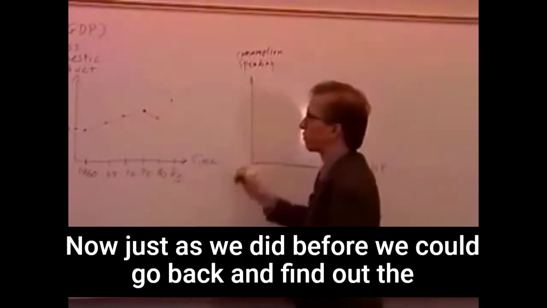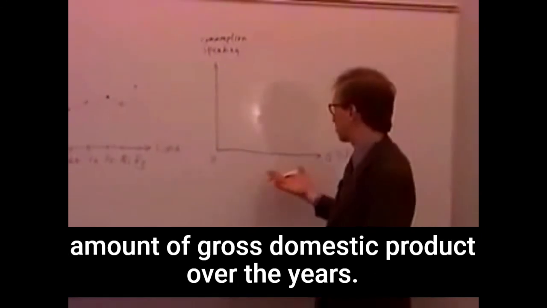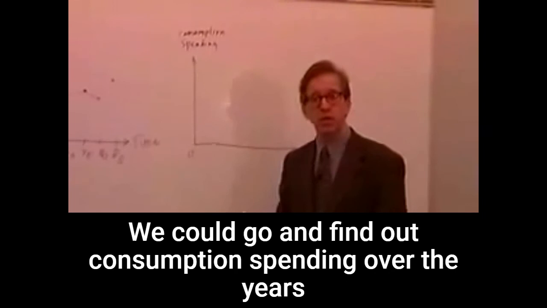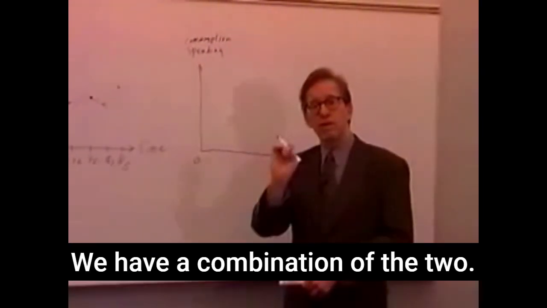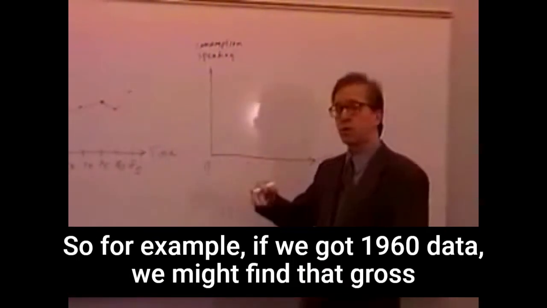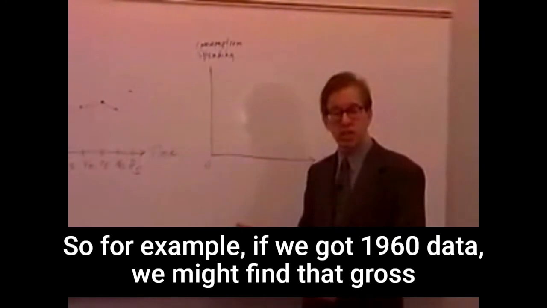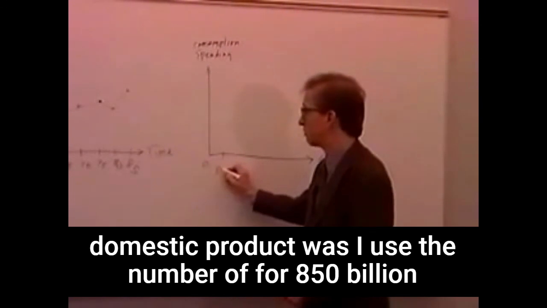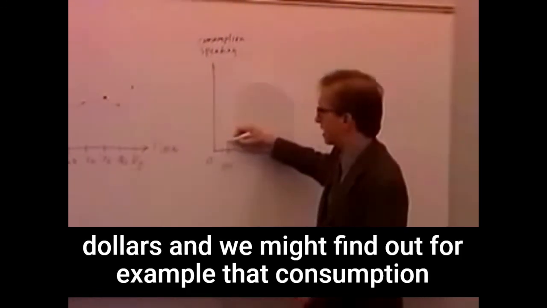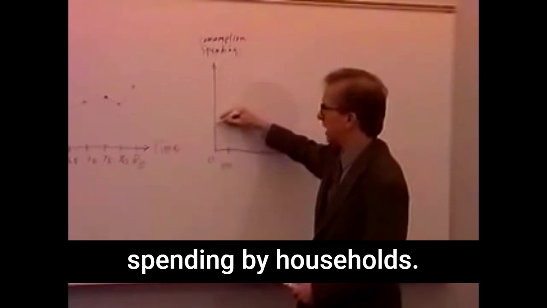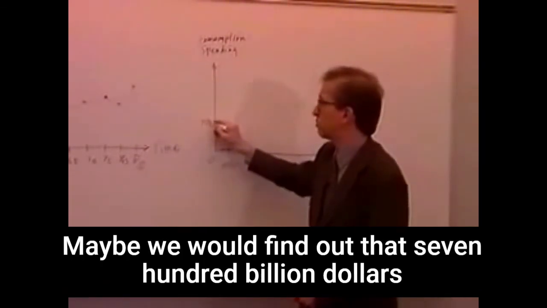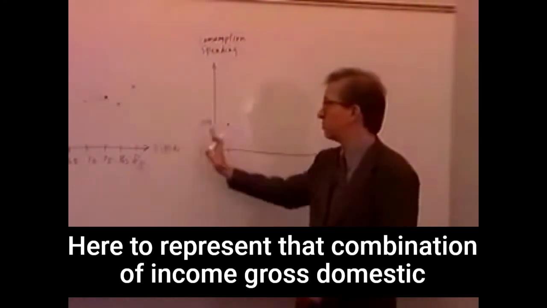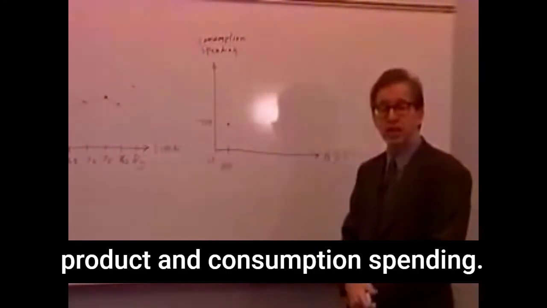Now, just as we did before, we could go back and find out the amount of gross domestic product over the years. We could find out consumption spending over the years, and then each year we have a combination of the two. So, for example, if we got 1960 data, we might find that gross domestic product was, I used the number before, $850 billion, and we might find out that consumption spending by households is $700 billion, and then we put a dot right here to represent that combination of income, gross domestic product, and consumption spending.